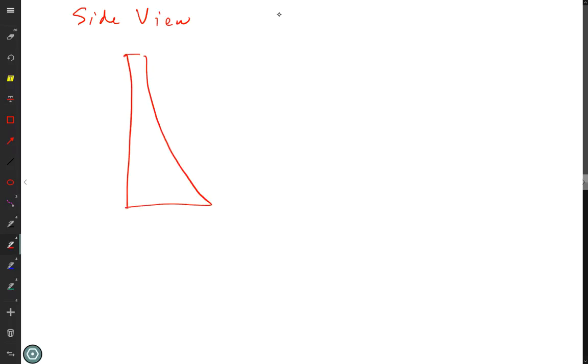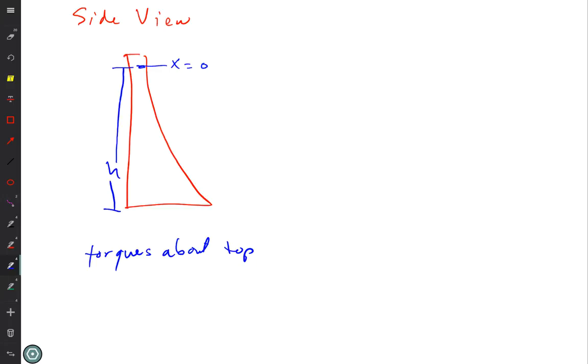I have my dam that goes like this. We have height H for the water, and so I set X equals 0 if I'm going to do the torques about the top. So when I do it about top, that's not supposed to be an F, it's supposed to be a T. I'm doing it about the top where the water level is. I'm going to have at some depth X a force dF that goes into the surface.